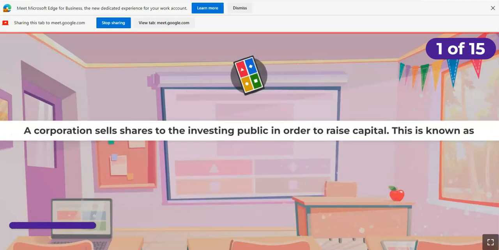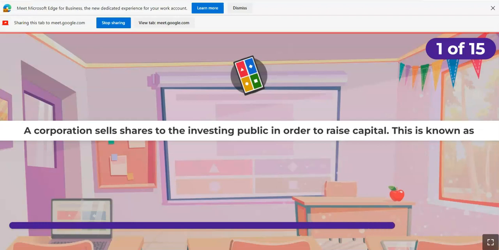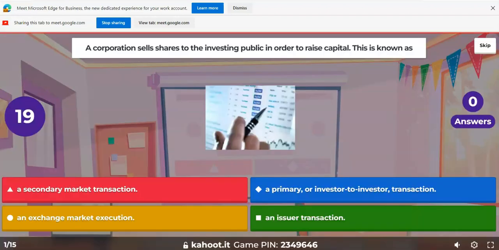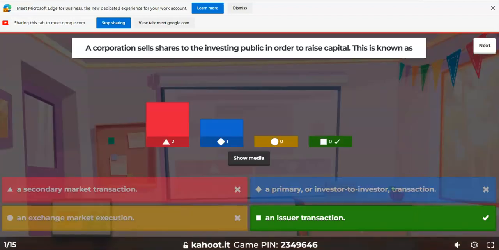Okay, first question. A corporation sells to the investing public in order to raise capital. This is known as A, a secondary market transaction, B, a primary or investor-investor transaction, C, an exchange market execution, or D, an issuer transaction. Everyone answered, but the real answer is an issuer transaction because who's selling the shares? The corporation. That's the one who issues the shares, creates and sells shares to the public. So it's an issuer transaction.